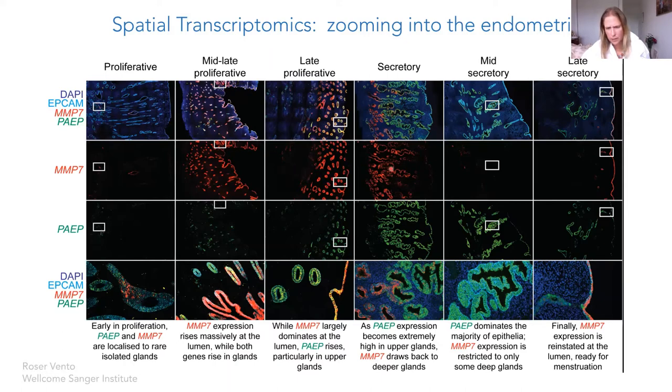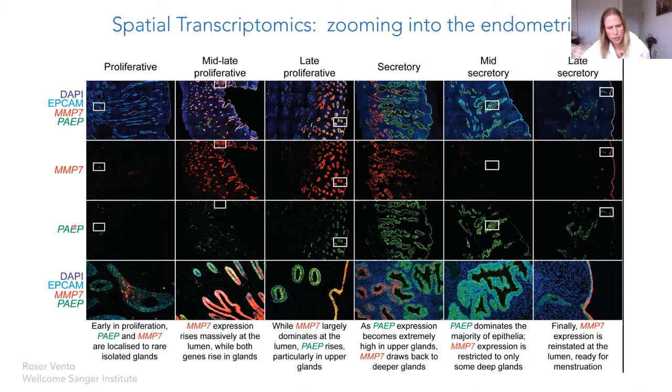And then later in the cycle, during the secretory phase, that gene basically draws back just to the deep glands closer to the myometrium, as you can see here where I'm pointing with my pointer, and then it gradually disappears and is only present in the lumen prior to menstruation.